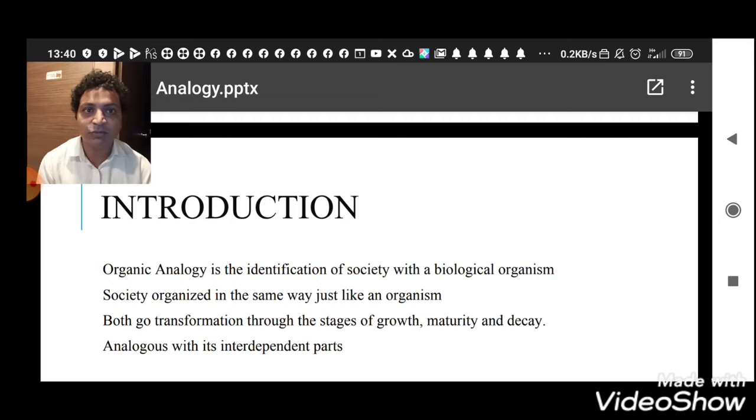So he's comparing a society with an organism, and he saw that there were so many peculiarities or similarities between these two, between an organism, that is any type of organism, say a human being, and society, and you can see how both underwent transformation through the stages of growth, maturity and decay. And therefore he found some analogy in these different interdependent parts that were there both in an organism and a society. So let's look at what this organic analogy is. It's an analogy, a comparison between society and an organism.